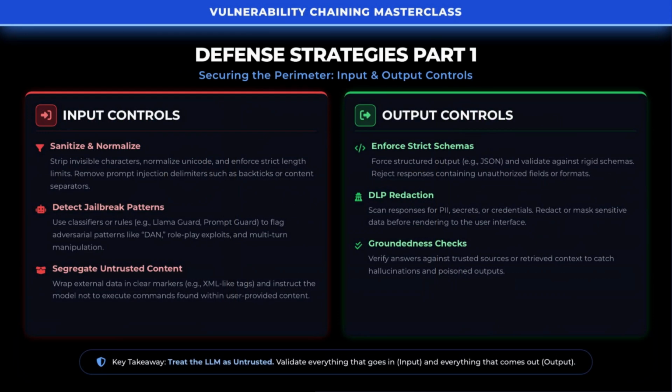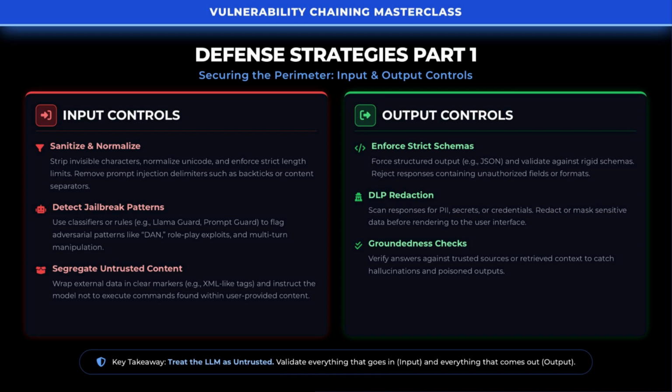To defend, treat the LLM as untrusted. Start with input controls. Sanitize and normalize inputs by stripping invisible characters and enforcing length limits. Detect jailbreak patterns using classifiers like LlamaGuard and PromptGuard. Segregate untrusted content with clear markers so the model doesn't execute hidden commands. On the output side, enforce strict schemas and validate them. Redact PII and secrets with DLP tools, and perform groundedness checks against trusted sources. These perimeter controls prevent simple leaks from turning into bigger problems.